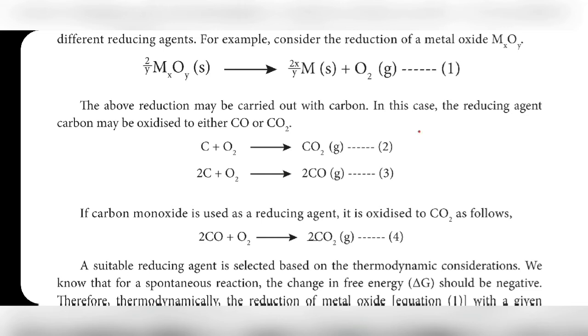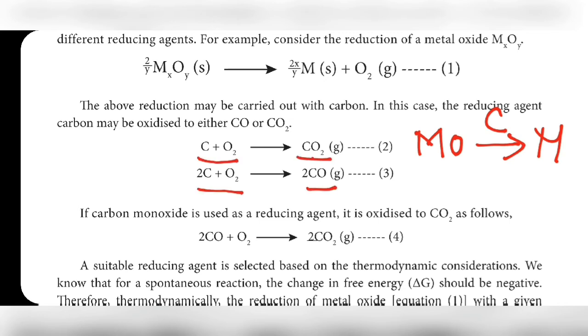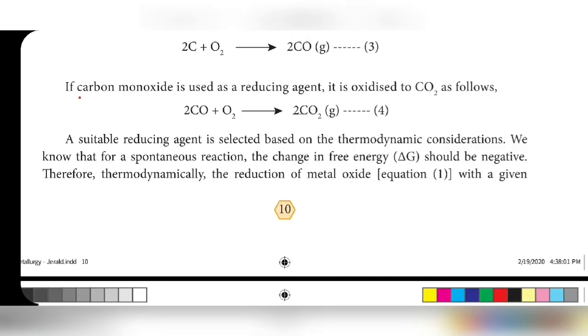So in this conversion, metal oxide is converted to metal with the help of a reducing agent. Here that reducing agent is carbon. If carbon takes this oxygen, carbon reacts with oxygen and two different products are possible. One is carbon dioxide, another one is carbon monoxide.